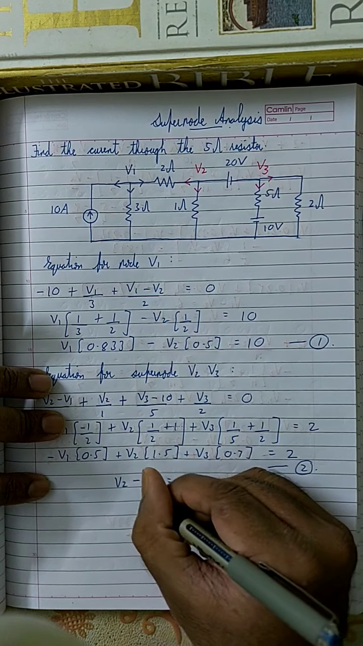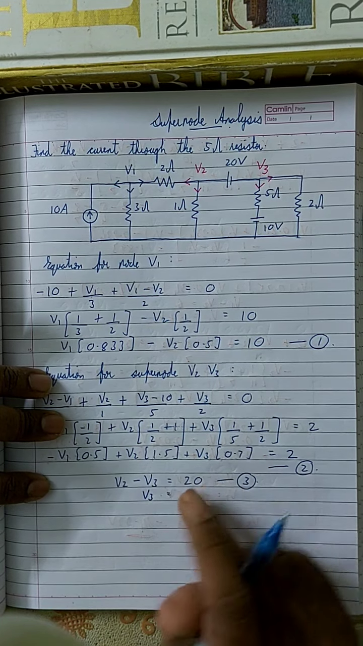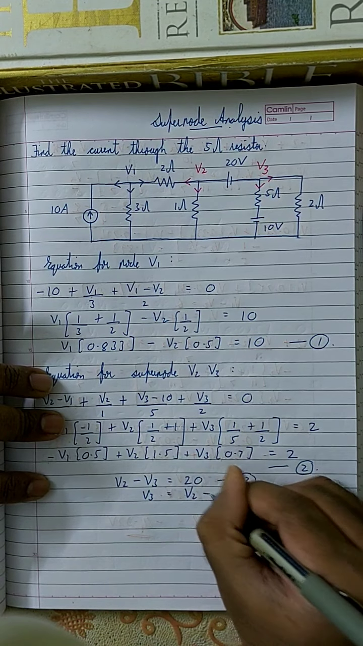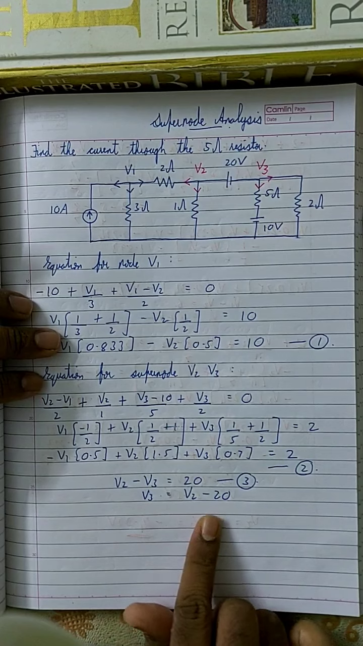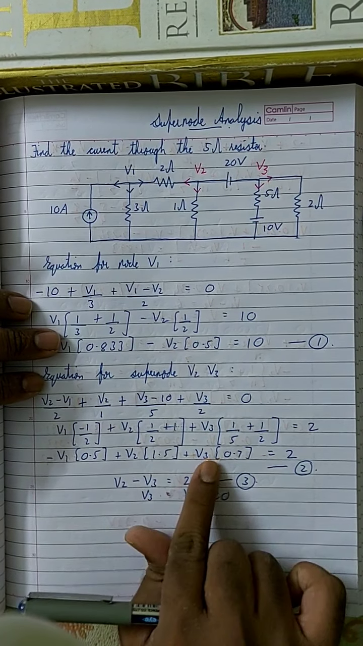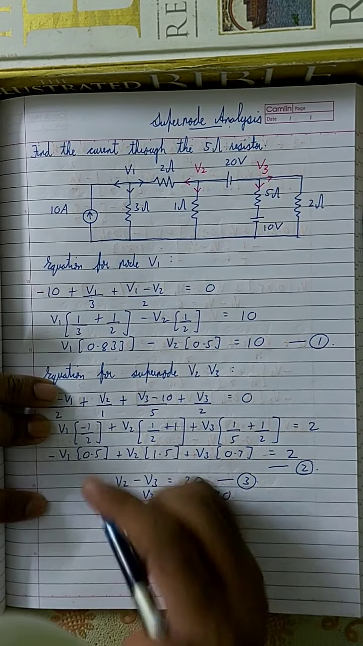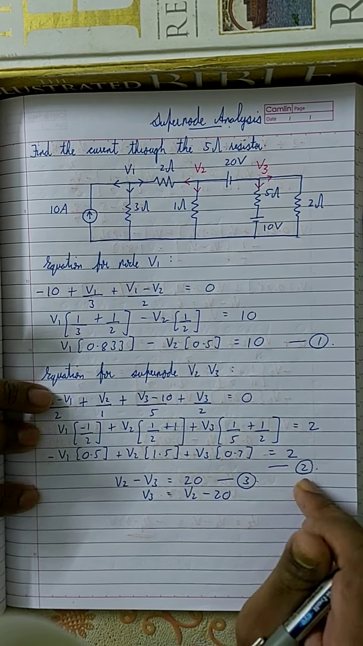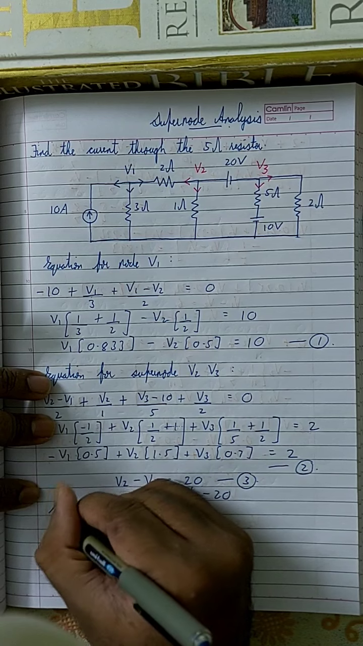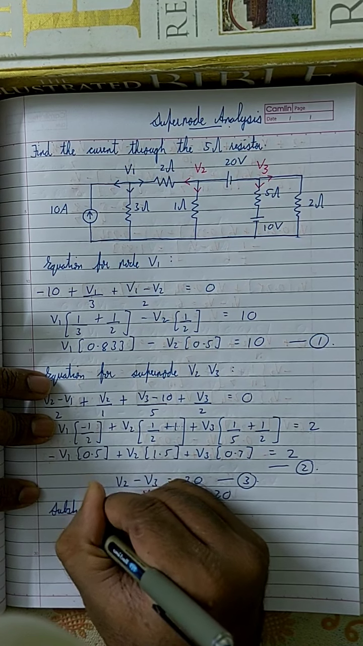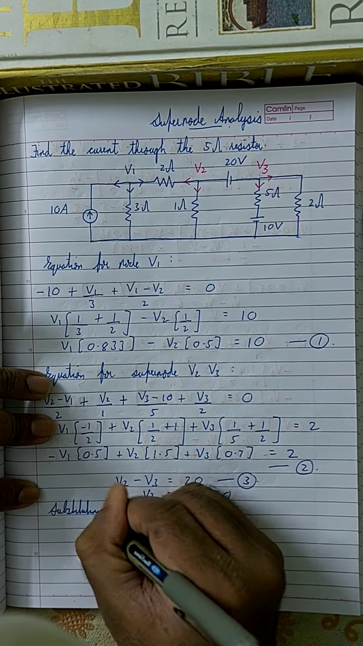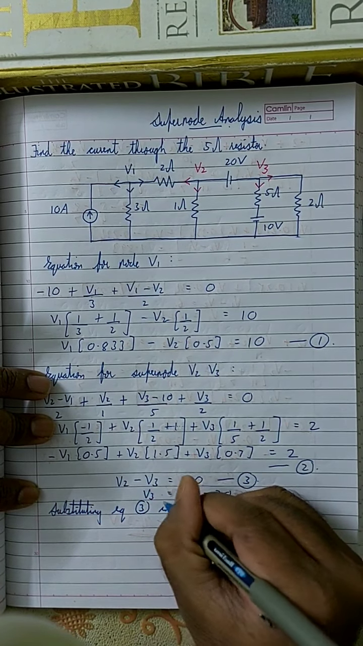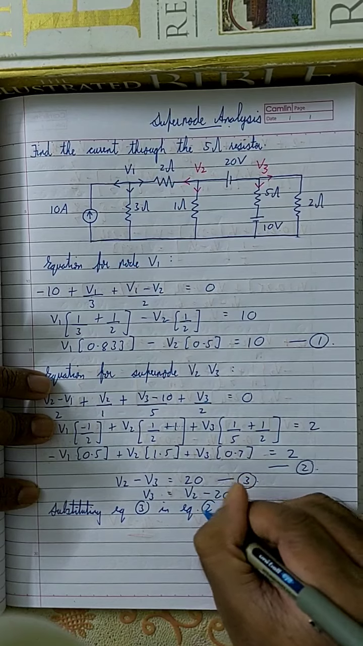Looking from here, V3 comes over here, 20 comes over here, so it will become V2 minus 20, right? So V3 is equal to V2 minus 20. This equation I'll substitute over here. So what will I get? This is substituting equation 3 in equation 2.